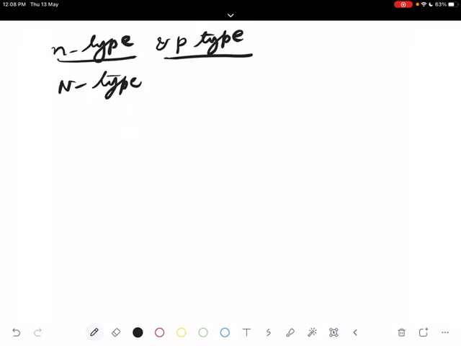A combination of n-type and p-type semiconductors is used as rectifiers. Rectifiers means a rectifier can convert AC to DC. Now, transistors are made by sandwiching one type of semiconductor between two layers of the other type.